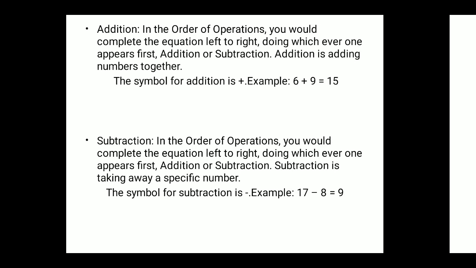Addition is adding numbers together. The symbol for addition is plus. Example: 6 plus 9 is equal to 15. Subtraction: in the order of operations, you would complete the equation left to right, doing whichever one appears first, addition or subtraction. Subtraction is taking away a specific number. The symbol for subtraction is minus. Examples: 17 minus 8 is equal to 9, 10 minus 6 is equal to 4, and 20 minus 19 is equal to 1.